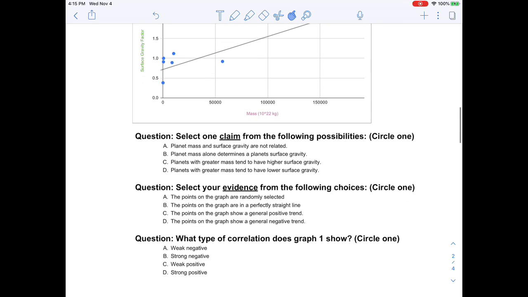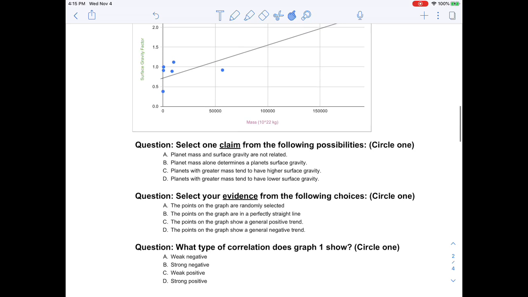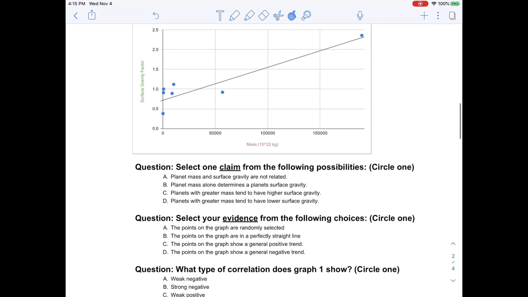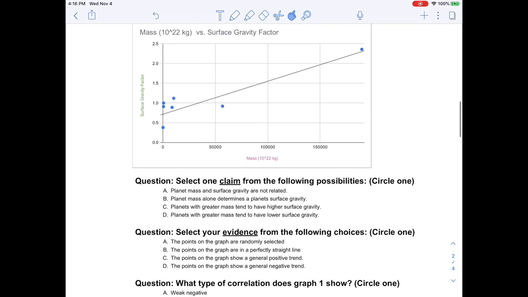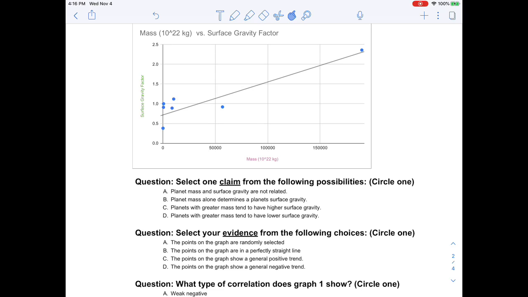And so the first one says, select a claim from the following possibilities. Planet mass and surface gravity are not related. So if planet mass and surface gravity weren't related, the dots would be all over the place and there would be no trend or trend line. Well, I can see that's not the case, so it's not A.